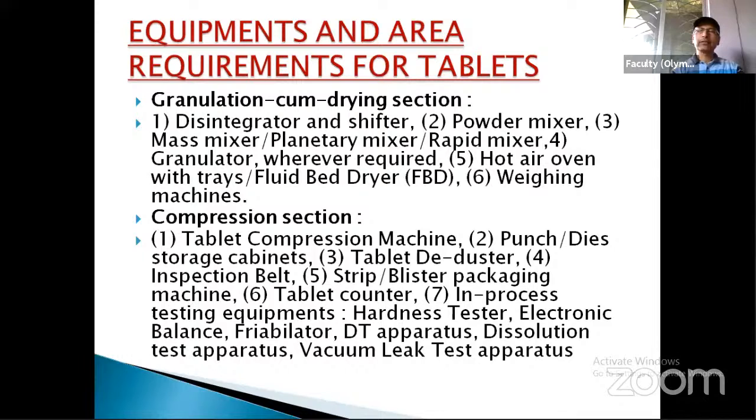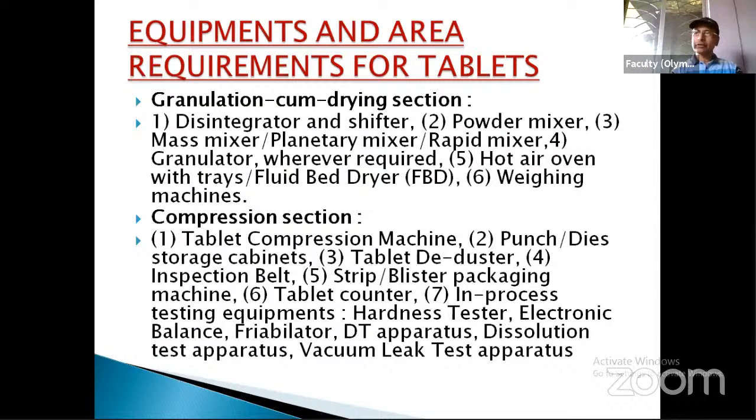The first area is your mixing, granulation, and drying section. Here, disintegrator and sifter machine equipment is required. A powder mixer will be there. Mass mixer, planetary mixer, rapid mixer, different types of mixers and different designs of mixers are available, and you have to provide it according to your requirement.